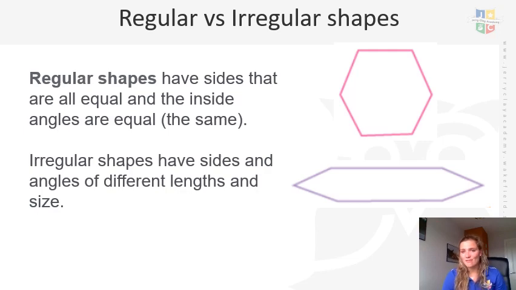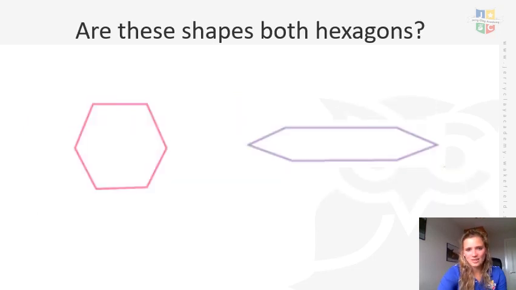Both of these have got 6 sides, so both of these would be a hexagon, but one of them is a regular shape because they are all equal lengths and equal angles, whereas the other one is irregular because it hasn't got the same length sides or angles. So are these both hexagons? The answer is yes, because even though they don't look the same and they're not both equal, they both have 6 sides.